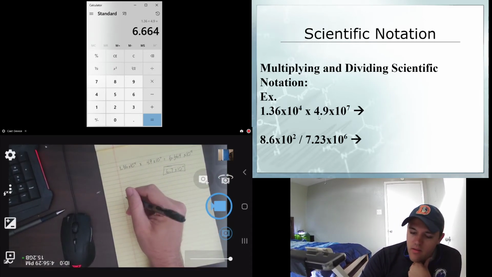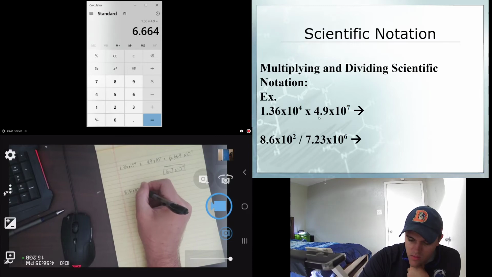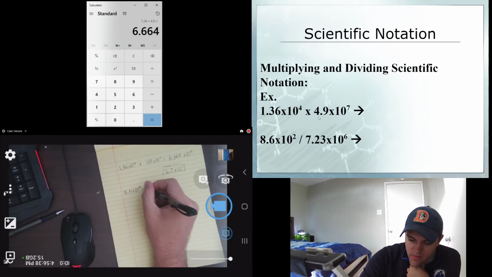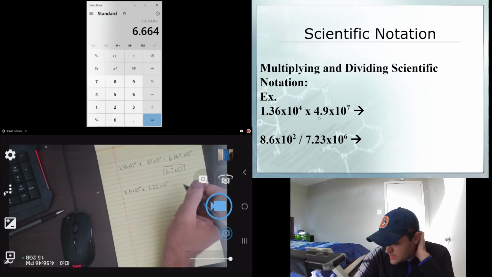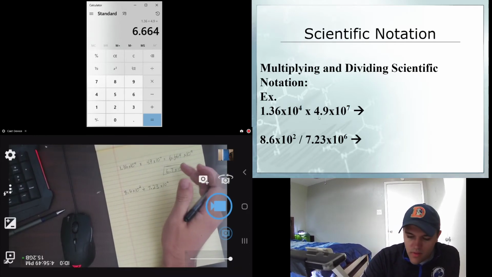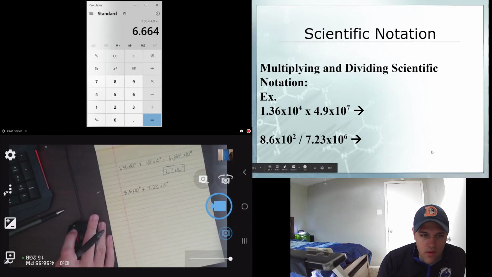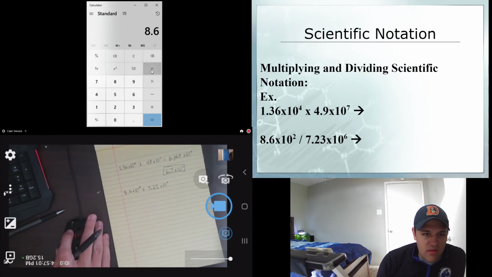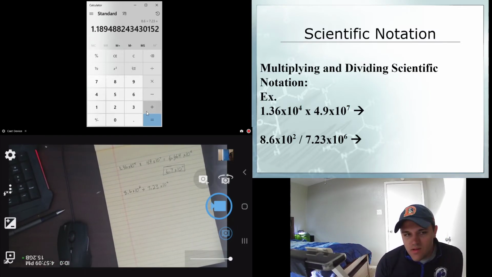All right, one more. So here, this is division. So we've got 8.6 times 10 to the second power, and we are dividing by 7.23 times 10 to the sixth power. So here, just like in the first one, you deal with the base numbers first. You divide 8.6 by 7.23 and see what it gives you. So here we're going to go back to my calculator. 8.6 divided by 7.23, and you get 1.18948, and so on. Whole lot of sig figs there.